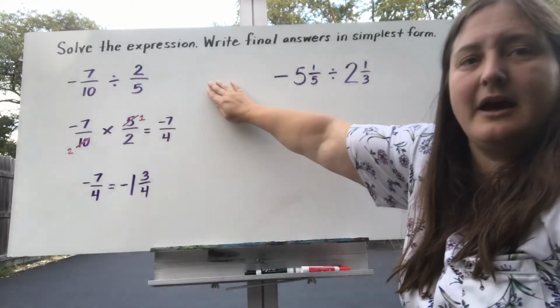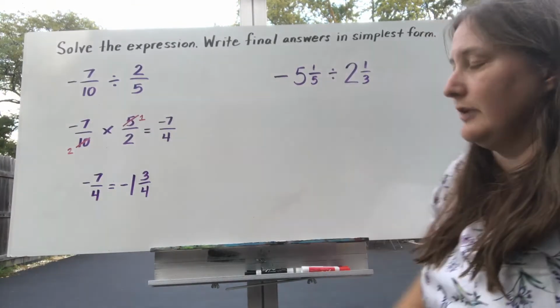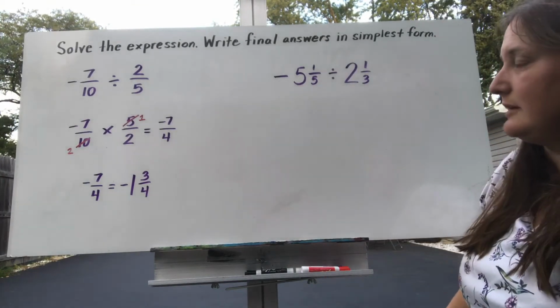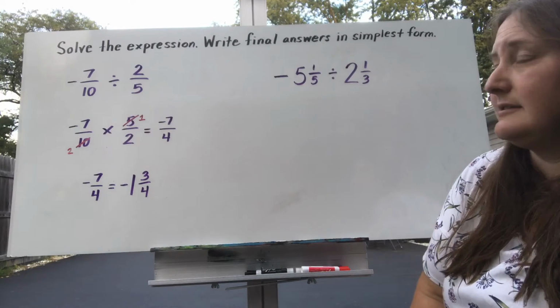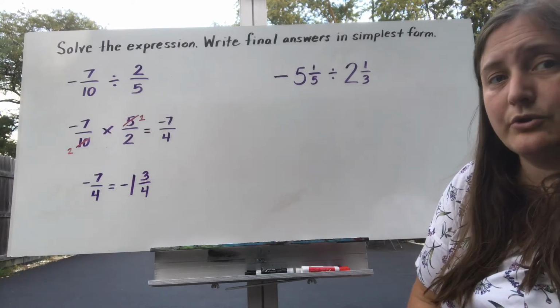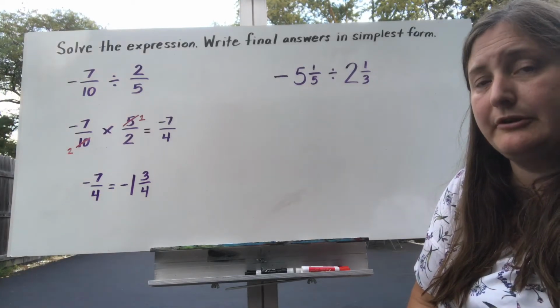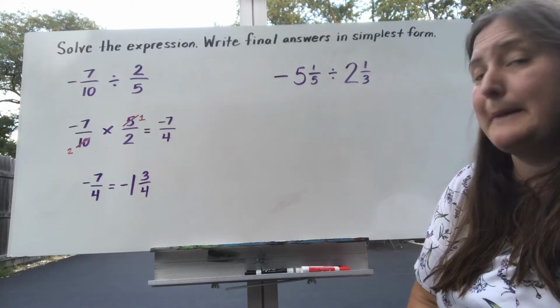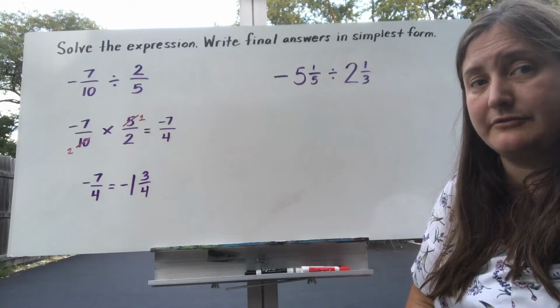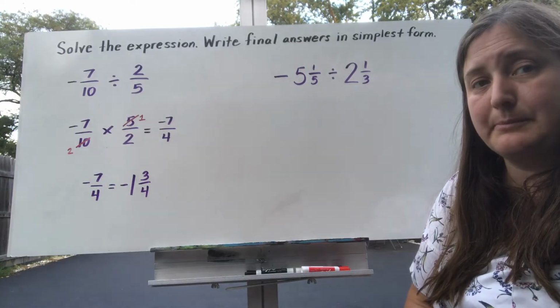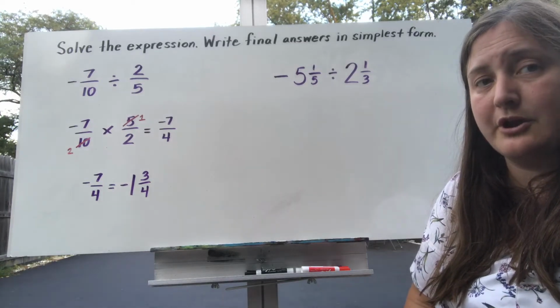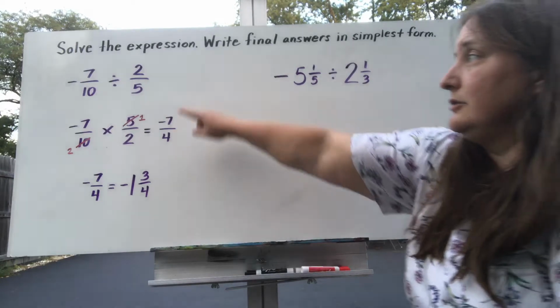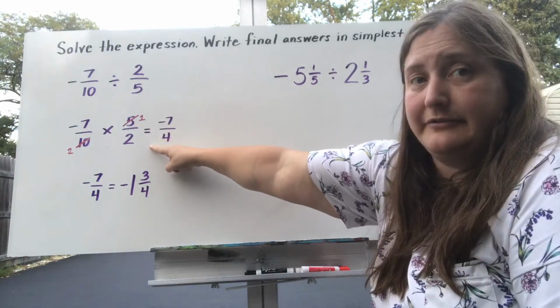All right, so here we have a dividing rational numbers problem. We've got some fractions here. Negative 7/10 divided by 2/5. In order to do this, we're going to keep the first fraction, negative 7/10, and we're going to multiply by the reciprocal of the second fraction. When I say reciprocal, I mean we're going to flip the numerator and the denominator. So 2/5 is going to become 5/2.